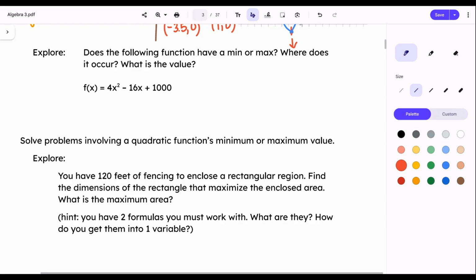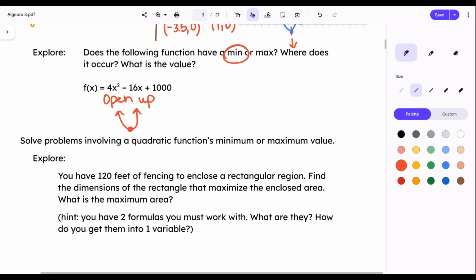Okay, next one. Does the following function have a minimum or a maximum? Where does it occur, and what is the value? Remember, your minimum or maximum would be your vertex. Why would this one be a minimum and not a maximum? Because it's positive. The A is positive, so this is going to open up, which means it's going to look like this. So this is going to have a minimum. So it's going to circle minimum up here.